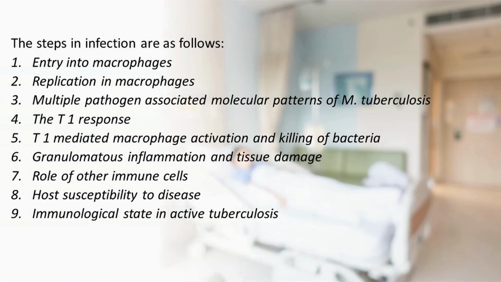The steps in infection are as follows. 1. Entry into macrophages. 2. Replication in macrophages. 3. Multiple pathogen-associated molecular patterns of M. tuberculosis. 4. The T1 response. 5. T1-mediated macrophage activation and killing of bacteria. 6. Granulomatous inflammation and tissue damage. 7. Role of other immune cells. 8. Host susceptibility to disease. Finally, immunological state in active tuberculosis.